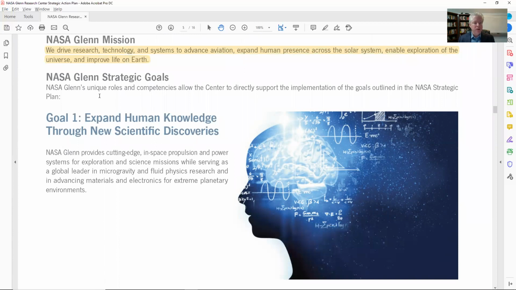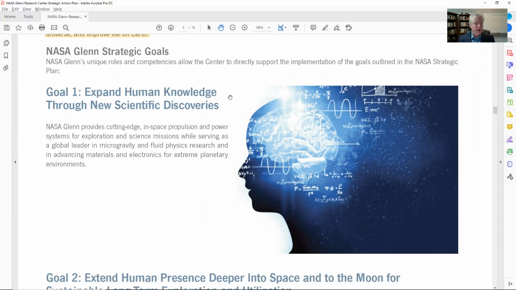Strategic goals. So NASA Glenn's unique roles and competencies allow us to directly support the goals. Okay, so these are goals and themes, right? Expand is the theme, and then expand human knowledge. So in this paragraph, it looks like they're talking about how they'll support the NASA goal. Let me just read this here.